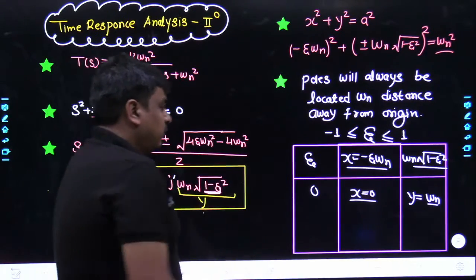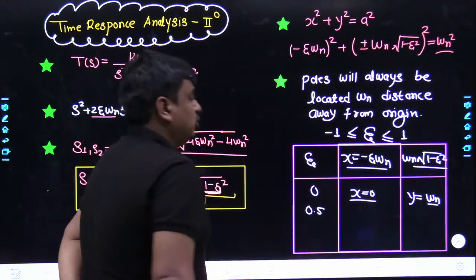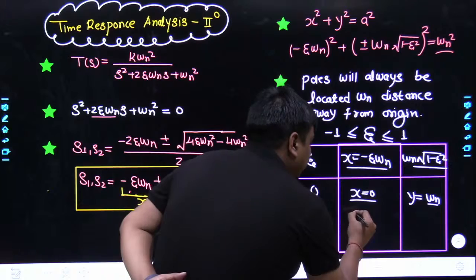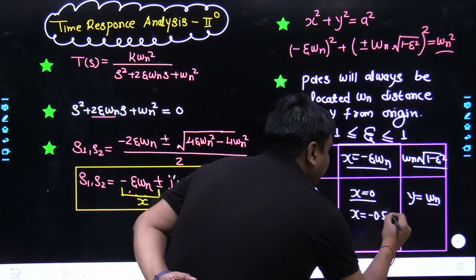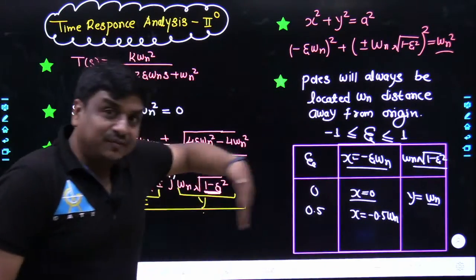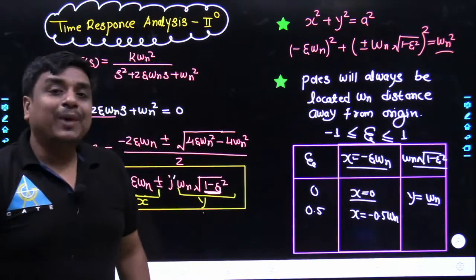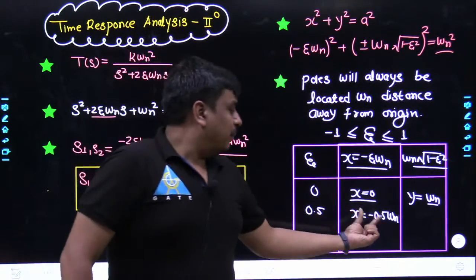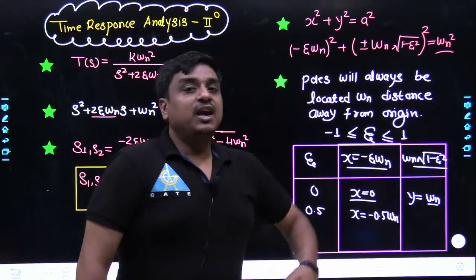Agreed? Now what I am going to do, slowly I am going to increase the value of zeta. From zeta equal to 0, let's go to zeta equal to 0.5. And once we take zeta equal to 0.5, you can see very well the value of x has become minus 0.5 times omega n. Yes, that means the real part got shifted towards the left hand side of the S-plane. Initially it was 0, now it became minus 0.5 times omega n. And as omega n is always positive, minus 0.5 times omega n would always be negative. So you can say it is a negative real part.